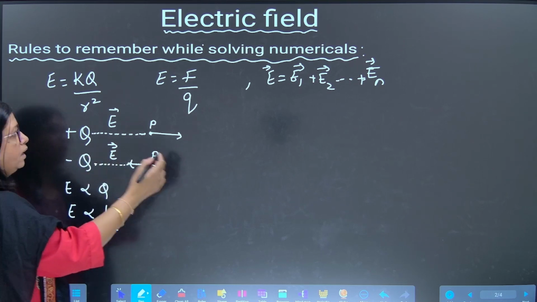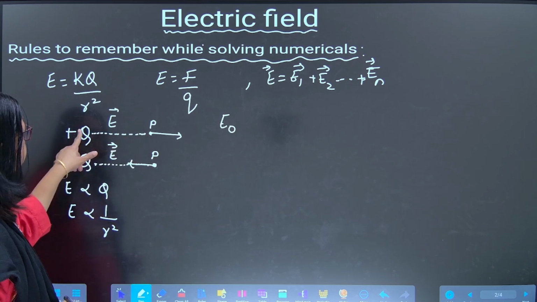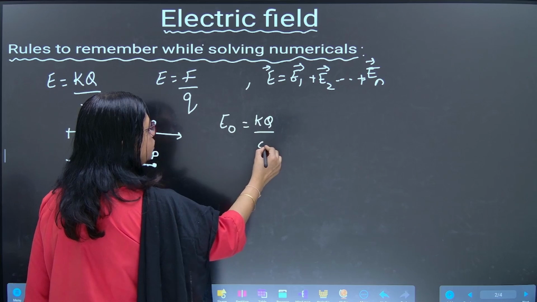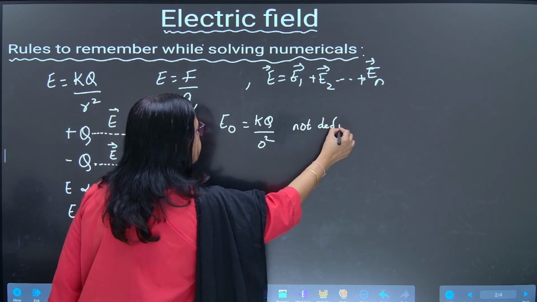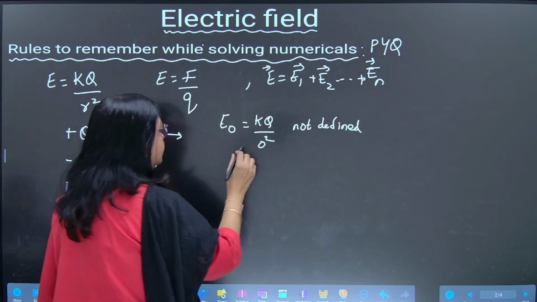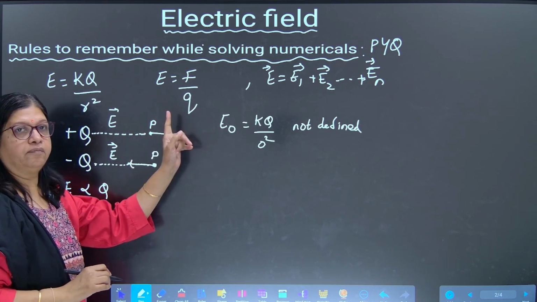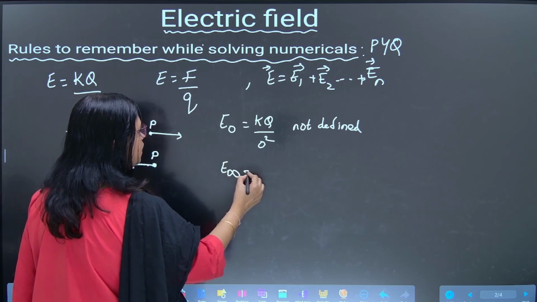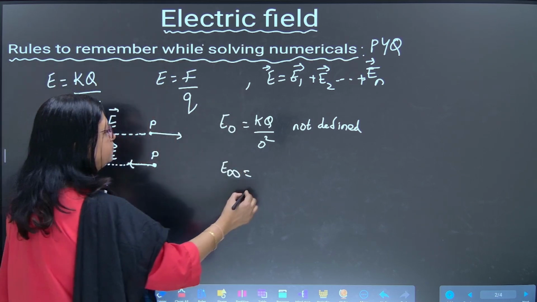Now sometimes E at r equal to 0 is asked. What is the meaning of that? That means the point P is near Q. So let us substitute KQ upon 0 square. This is not defined. Remember, these are all PYQs. So if I consider the point very close to the charge Q, then the value of the electric field is not defined. Suppose I put r equal to infinity. What is the meaning of infinity? I have placed this point P very far from the charge. Then what is my answer?